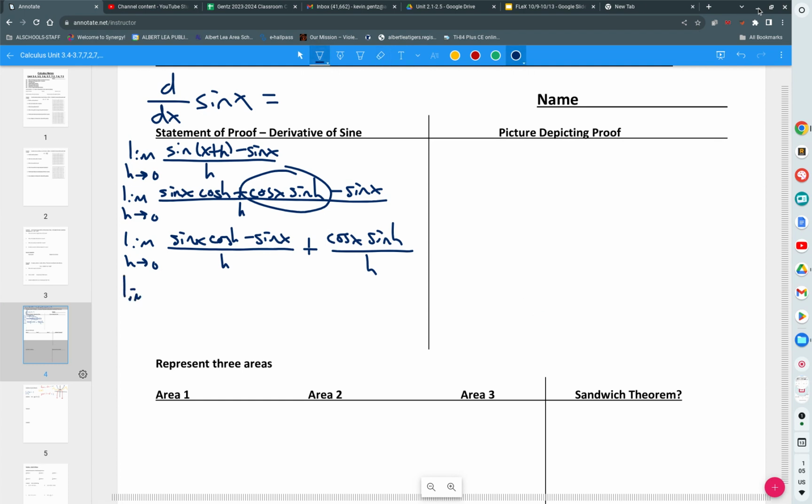Okay, all right, now we're almost there. We've got now the limit as h goes to 0 of, I'm going to factor out the sine of x. See how this has a sine of x that's shared in common? So we have the sine of x times whatever cosine of h minus 1 over h is. And then here I'm going to factor out the cosine of x. I get cosine of x times the sine of h over h.